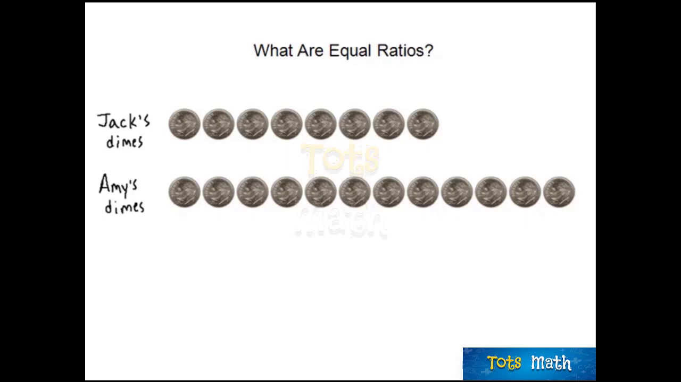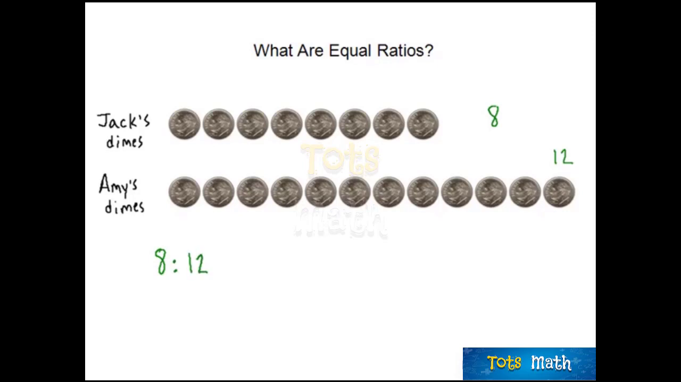What are equal ratios? Equal ratios are just different ways to represent the relationship between two or more quantities. Let's take a look at Jack's dimes and Amy's dimes. If we count Jack's dimes, we find that Jack has 8 dimes altogether. And if we count Amy's dimes, we find that she has 12 dimes altogether. So we can say that the ratio of Jack's dimes to Amy's dimes is 8 to 12.